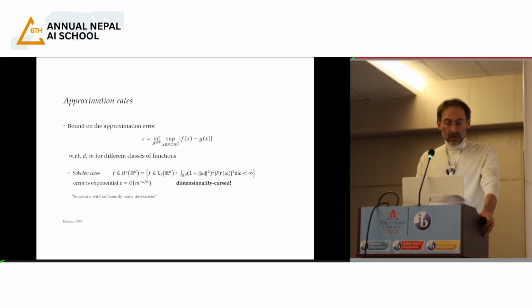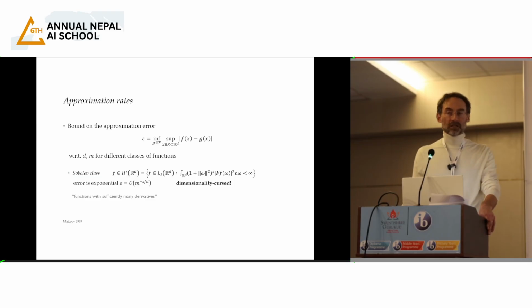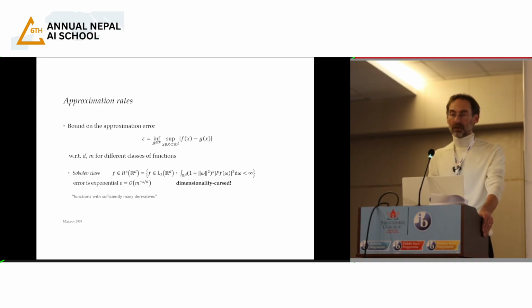Okay. Yeah, so basically this is called the Barron class, after its inventor, and you can see that this assumption is too strong in practice. So it's not dimensionality cursed, but this class of functions is not very interesting, right?